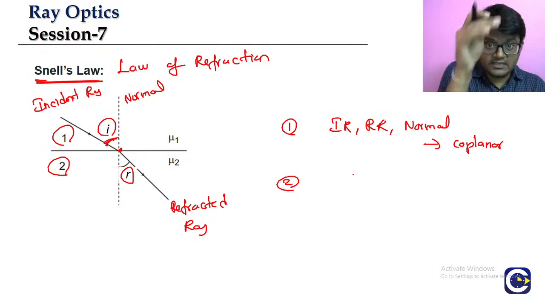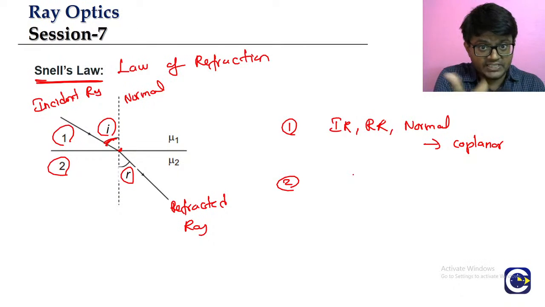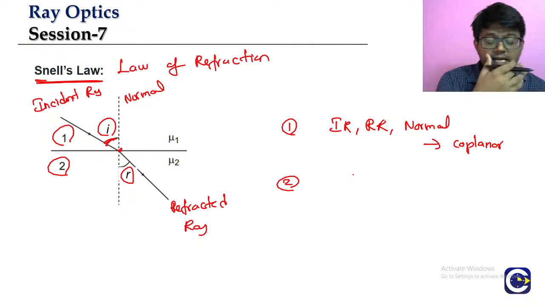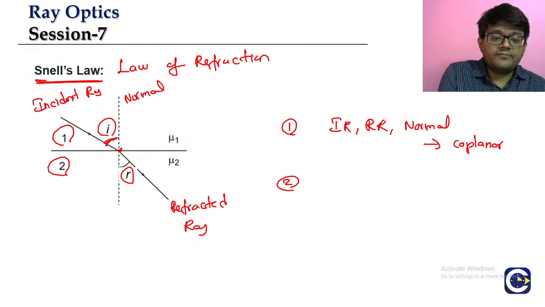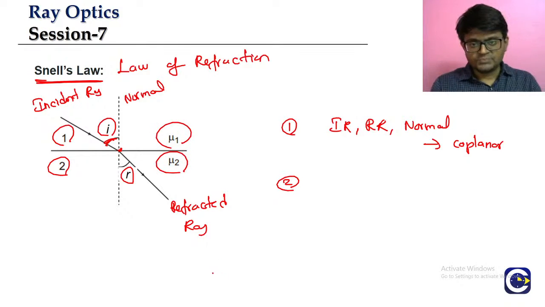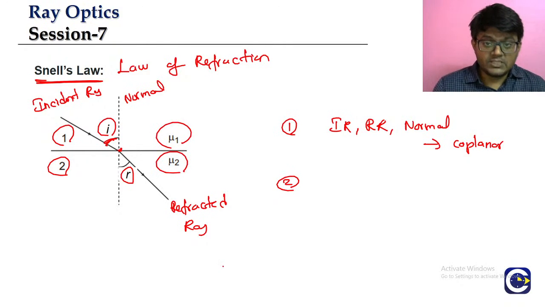In the case of reflection, what did we have? The angle of incidence is equal to the angle of reflection, but here it will not be so. What is the relation? The relation will be in terms of the refractive index values of the medium.